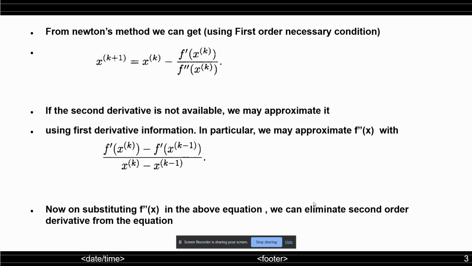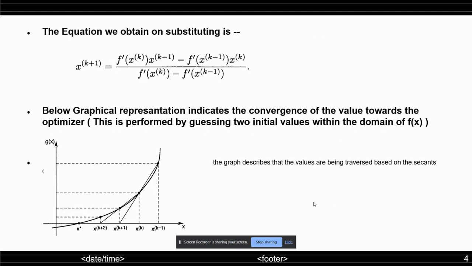Now, on substituting f double dash of x in the above equation, we can eliminate the second order derivative from the equation. Then we will get the above equation. We can use this equation to find the optimizer value, that is either minimum or maximum, using the secant method.